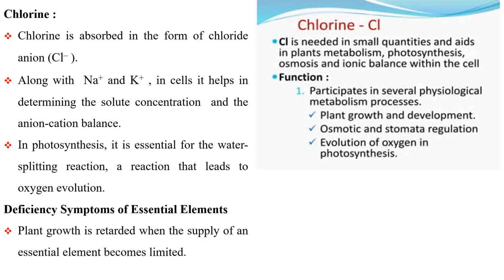Chlorine. Chlorine is absorbed in the form of chloride anion. Along with sodium and potassium ions in cell, it helps in determining the solute concentration and the anion-cation balance. In photosynthesis, it is essential for the water splitting reaction, a reaction that leads to oxygen evolution.